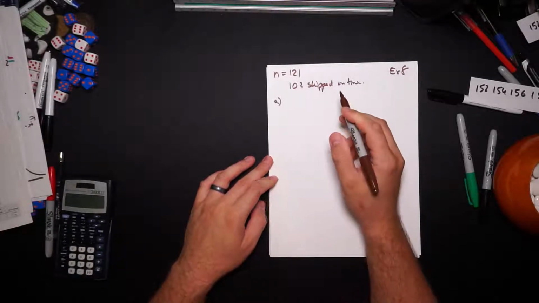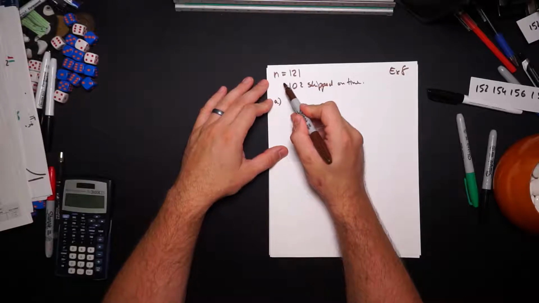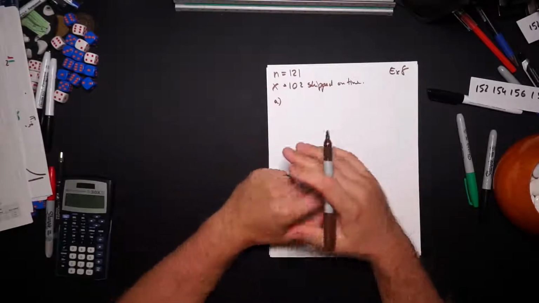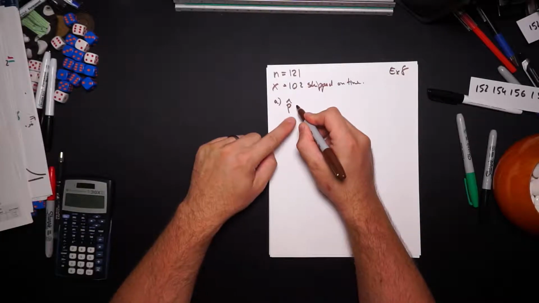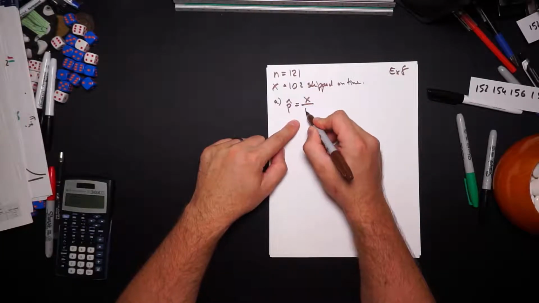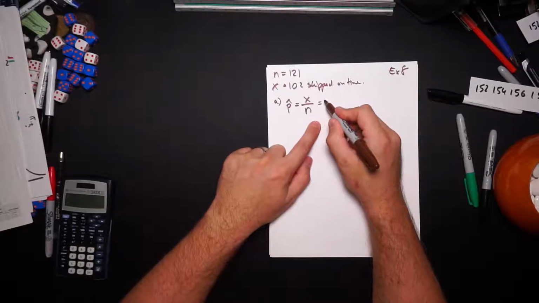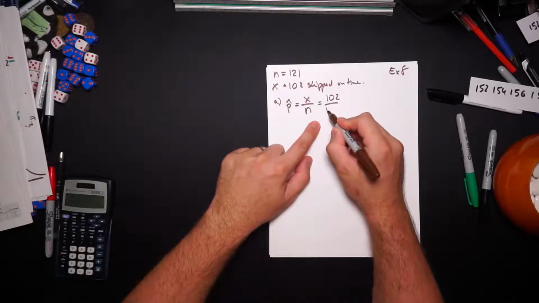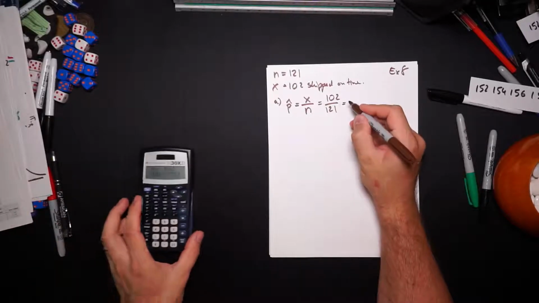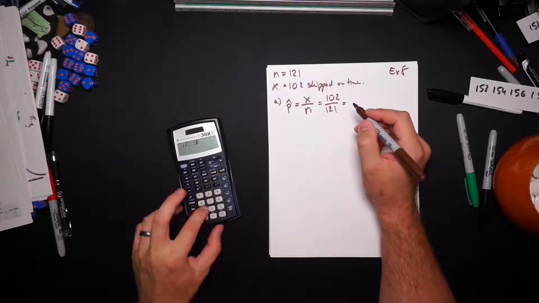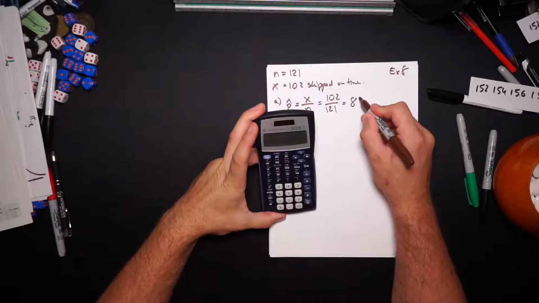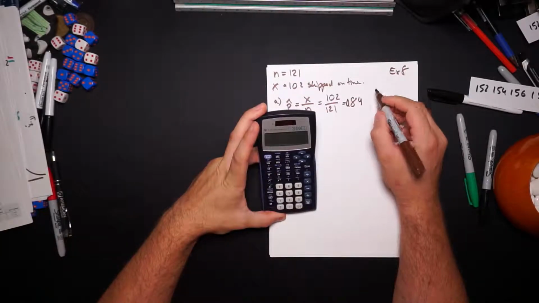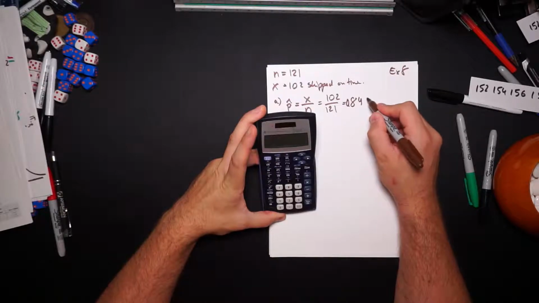So A is this. I'm going to call X the things that are shipped on time. So the proportion of this is 102 divided by 121, which is 0.843.